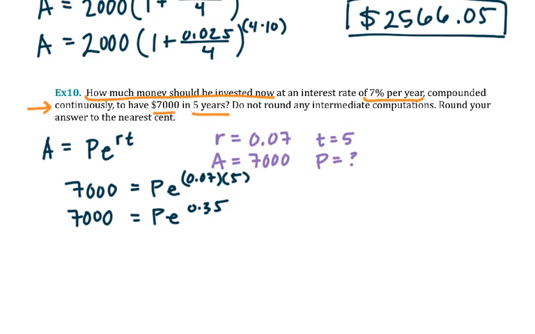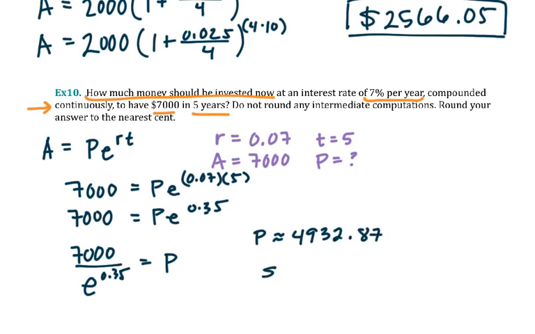So working through this, I can divide on both sides by that e to the 0.35, and I have 7,000 divided by e to the 0.35 equals P. And so simplifying this, typing it into my calculator, I get that P is roughly 4932.87. Or we can say we need to invest a principal of $4,932.82. I'm sorry, I'm looking at my number I've written down. That's 82 cents.